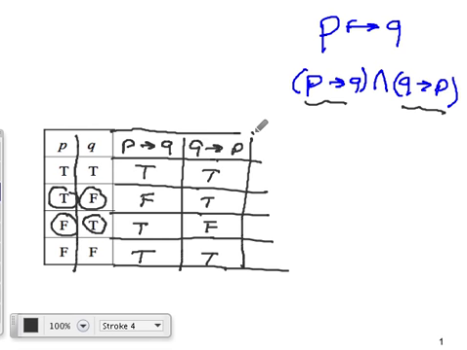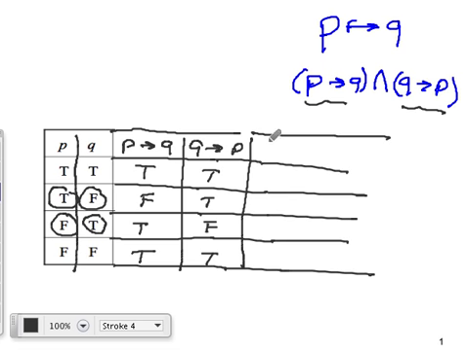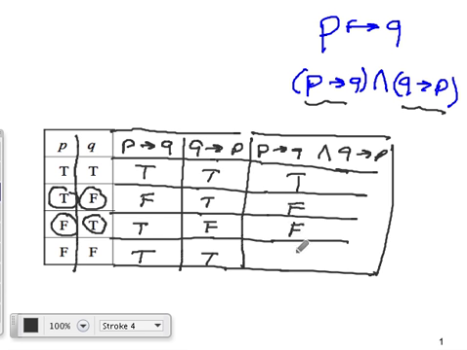Now, my question to you is, can I draw this without making a mistake? That's my question. How about if P then Q and if Q then P? Good question. Now remember it's an and, so it's only true when both of them are true. In this particular row, they're both true, so it's true here, it's false here, it's false here, and true here.